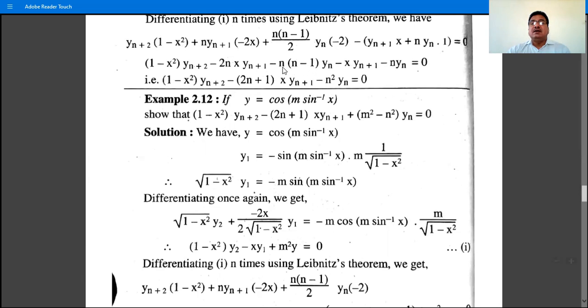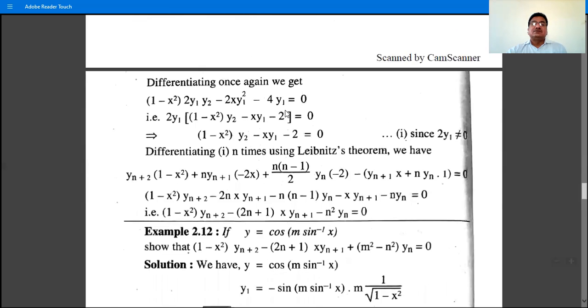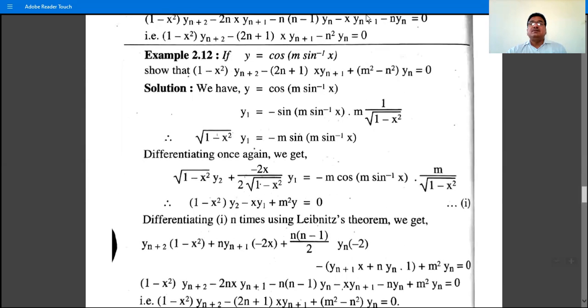So we have n square y_n as well. This is n square minus n, so take the negative sign common. So what do we have in bracket? n square minus n plus n, so it is minus n square y_n is equal to 0. And that is what we have to prove: (1 minus x square) y_{n+2} minus (2n plus 1) x y_{n+1} minus n square y_n is equal to 0, as per the hypothesis. So we will see the remaining problems on this theorem in the next lecture.